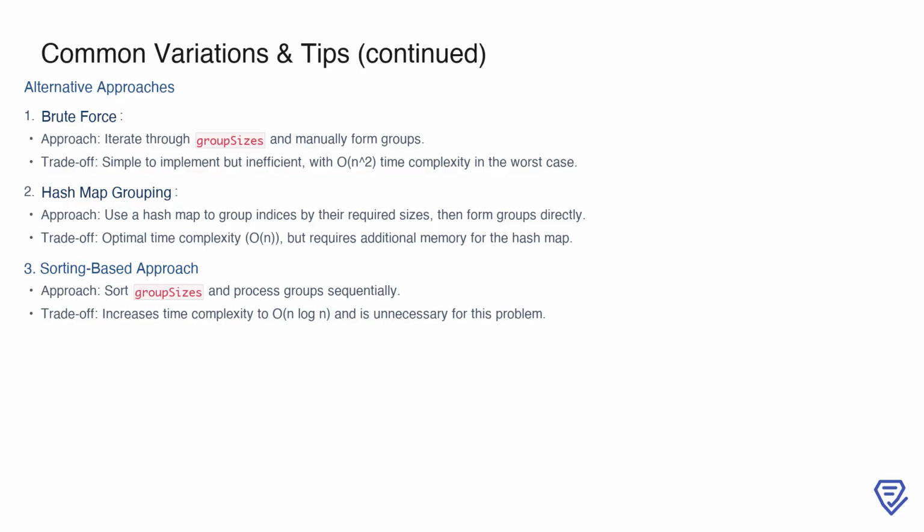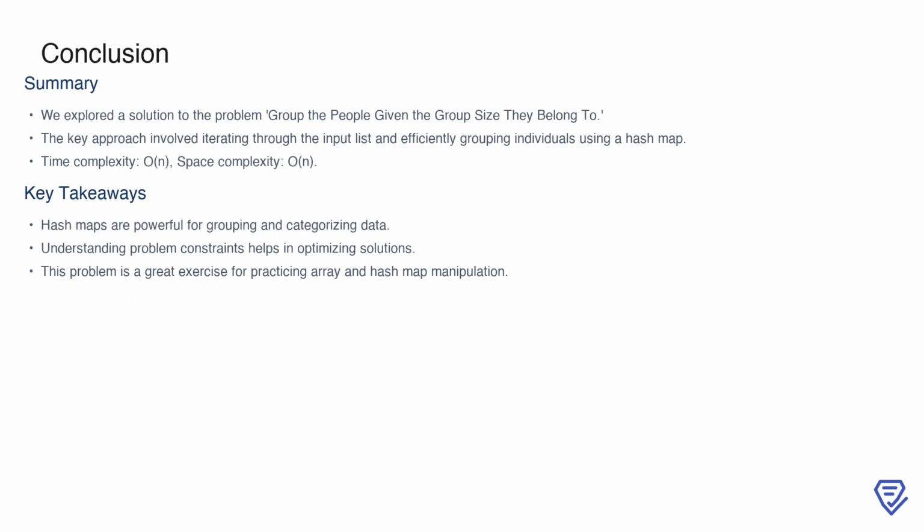Another possible approach is sorting the group sizes array and processing the groups sequentially. While this might seem logical, sorting increases the time complexity to n log n, which is unnecessary for this problem. In most cases, the hash map solution is the best choice, as it balances speed and clarity. Great job! We've successfully broken down the problem and walked through a clean and efficient solution. Remember, mastering hash maps is essential for tackling grouping and categorization problems like this.